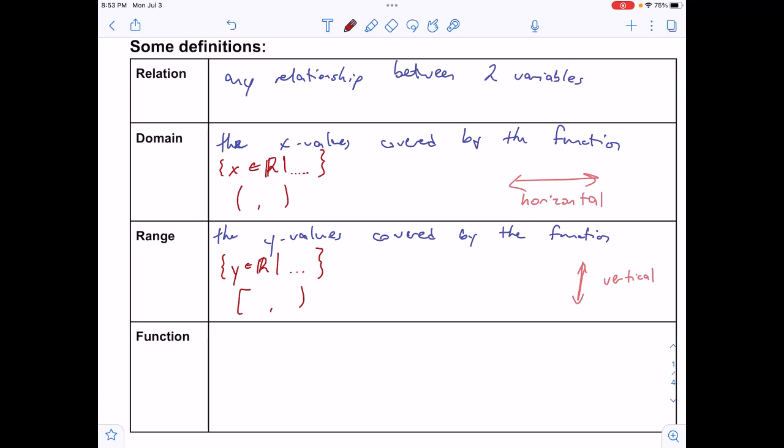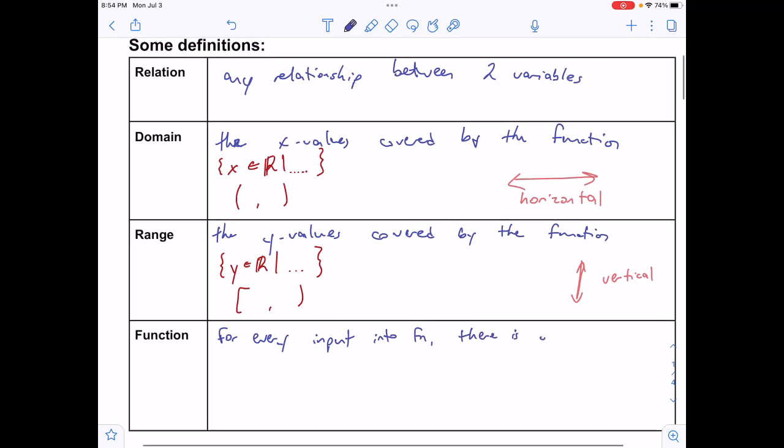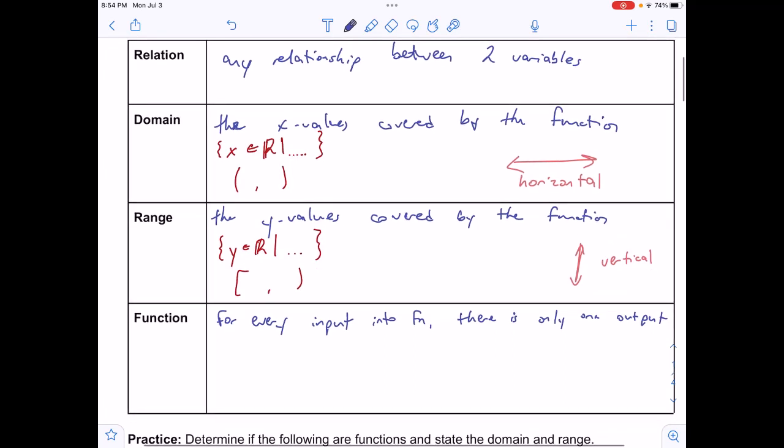Last but not least, the term function is really important. Function is distinguished from relation because for every input, there is only ever one output. And you can check this primarily with functions using the vertical line test. Recall that the vertical line test basically is you draw a vertical line anywhere on your graph, and if it hits the function or the relation more than once, then you do not have a function.